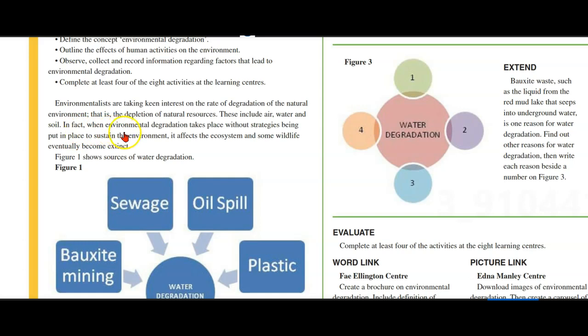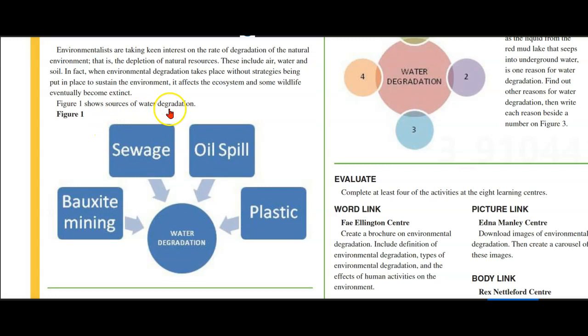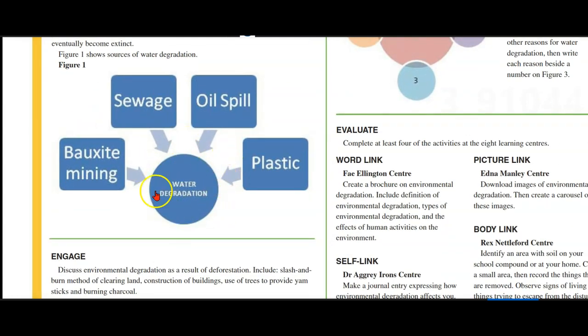In fact, when environmental degradation takes place without strategies being put in place to sustain the environment, it affects the ecosystem, and some wildlife eventually become extinct. Let's look at figure 1 now, and it shows the sources of water degradation. So here at the heart of the concept web, we have water degradation. Bauxite mining can lead to water degradation. You see the arrows? So bauxite mining can lead to water degradation. Sewage can lead to water degradation. Oil spills can lead to water being degraded, and plastic as well.